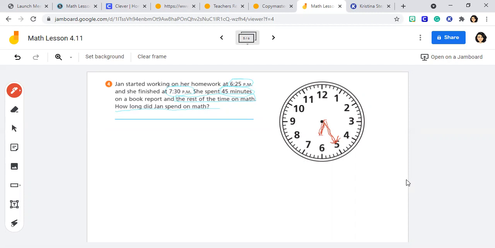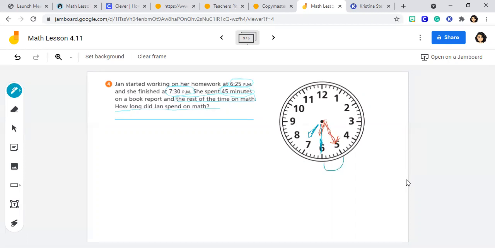And we know that she finished her time at 7:30 p.m. Well, I know that at 7:30 p.m., let me use blue for this one, my minute hand is going to be right here and my hour hand is going to be all the way right there. And so you can kind of see that in blue. So to go from 6:25 all the way to 7:30, I have to go around the clock more than once, it looks like. So I could do it this way.